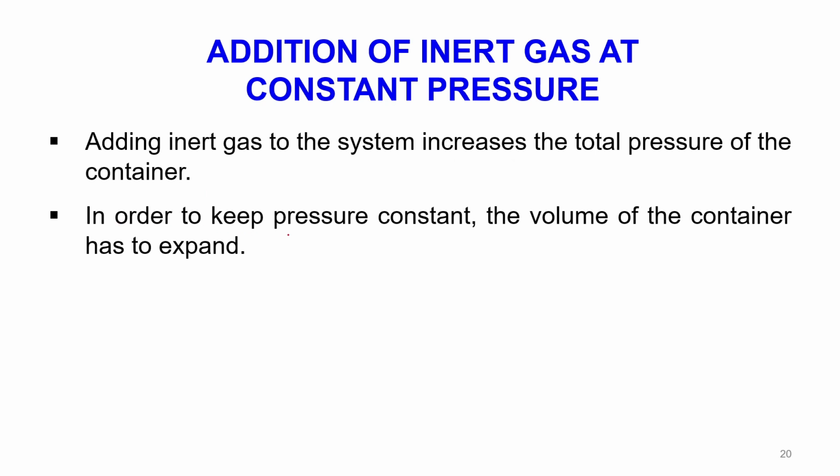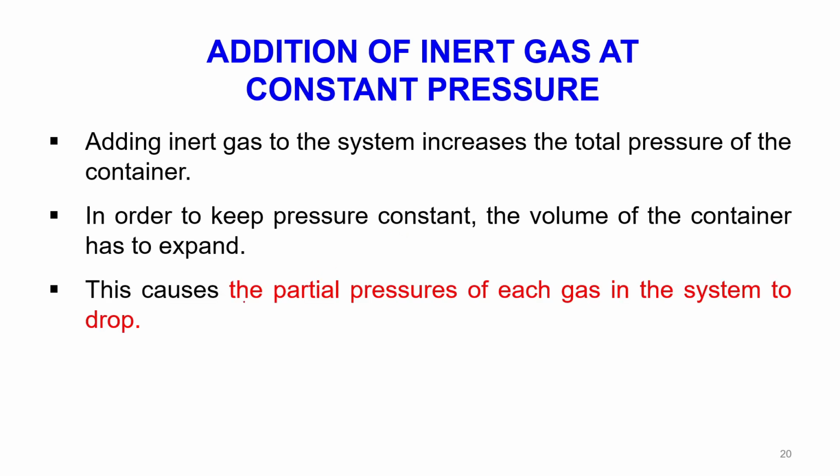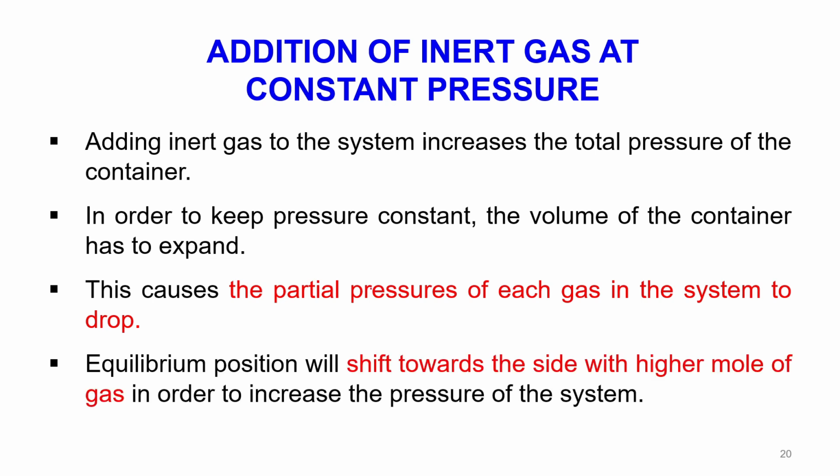In order to keep pressure constant, the volume of the container has to expand. This causes the partial pressures for each gas in the system to drop. Okay, dia akan menyebabkan partial pressure bagi setiap gas dalam sistem akan jatuh. So equilibrium position will shift towards the side with higher mole of gas in order to increase the pressure of the system. Jadi dia akan shift to the side with higher mole of gas in order to increase the pressure of the system.